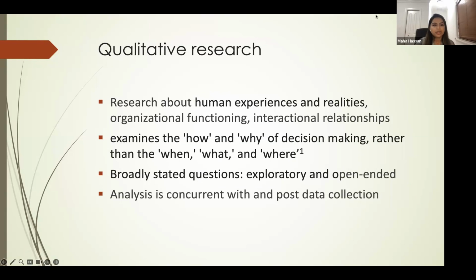The qualitative research is basically research about human experiences and realities. It examines the how and why of decision-making rather than when, what, and where. Like I said, it's very broadly stated. It's open-ended. The analysis is concurrent with and post data collection. Basically, you're getting into deep waters without really knowing what's there already. You're exploring an entire phase.